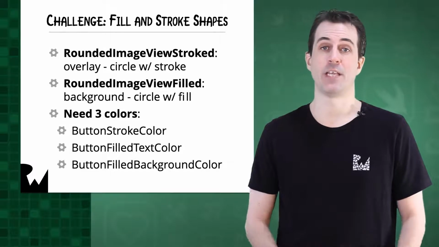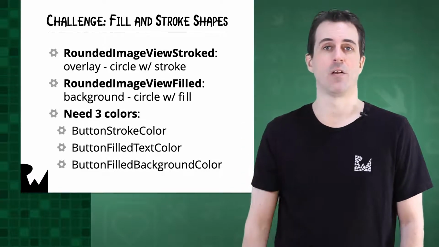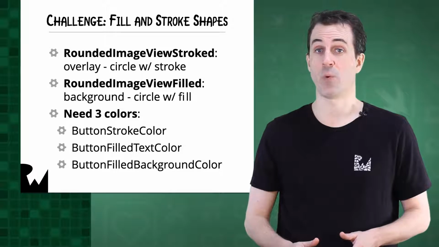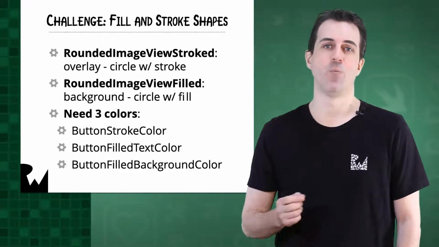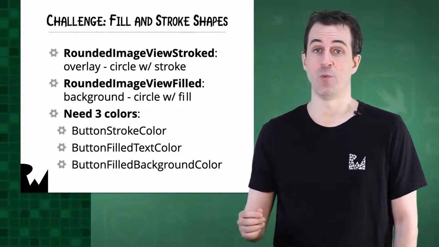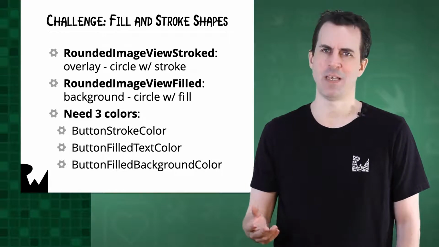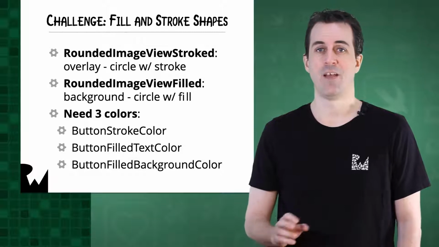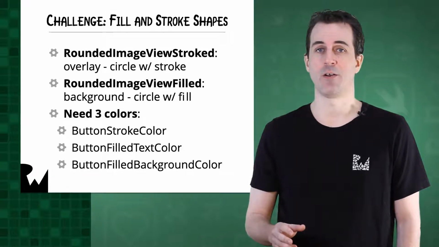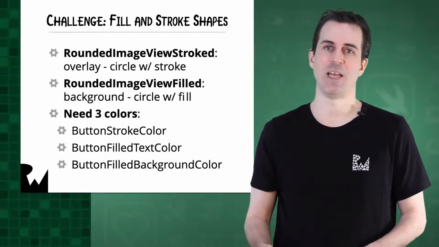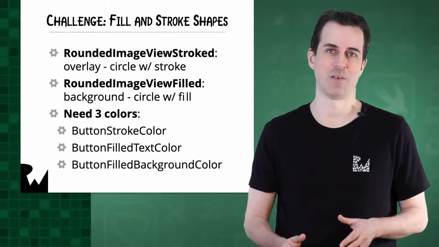To do this, you need to set up 3 colors in your asset catalog. You'll need one for the stroke color for rounded image view stroked. You'll need one for the background color for rounded image view filled. This is black in light mode and white in dark mode, which may be counterintuitive. And finally, you'll need one for the foreground color for rounded image view. This is basically the opposite color of the background color.